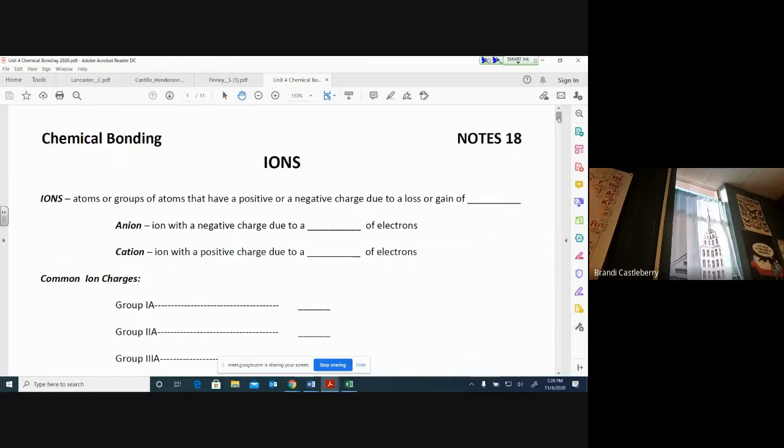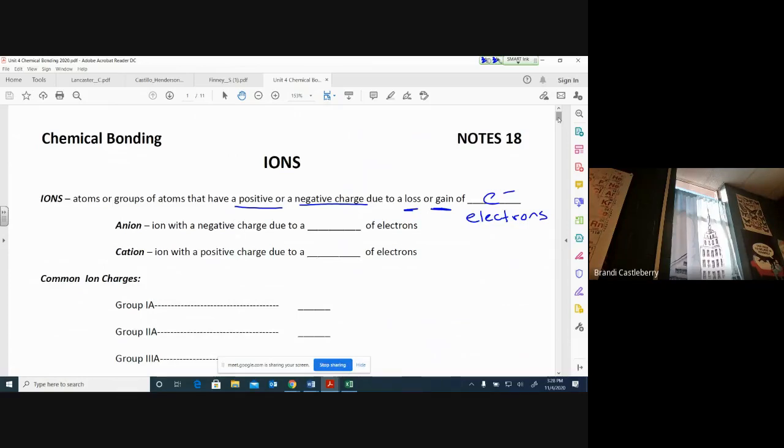Atoms that have a positive or a negative charge. That's all they are. It's just something with a charge. They get that charge by gaining or losing electrons. Now, if that doesn't make sense to you to write the E, then go ahead and write the whole word electrons.